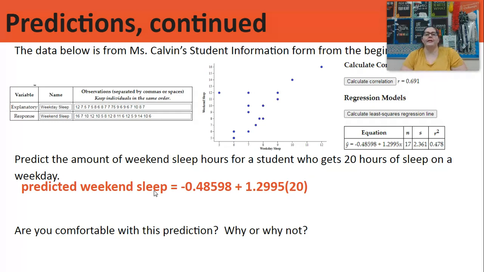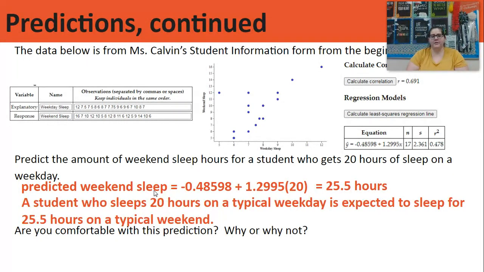So if we wanted to predict the weekend sleep hours for a student who gets 20 hours of sleep on a weekday, I don't know how they're managing that. They're sleeping all the time. But if they get 20 hours on average on a weekday, their predicted weekend sleep would be negative 0.48598 plus 1.2995 times 20, which comes out to 25.5 hours of sleep. So a student who sleeps 20 hours on a typical weekday is expected to sleep for 25.5 hours per night on a typical weekend day.